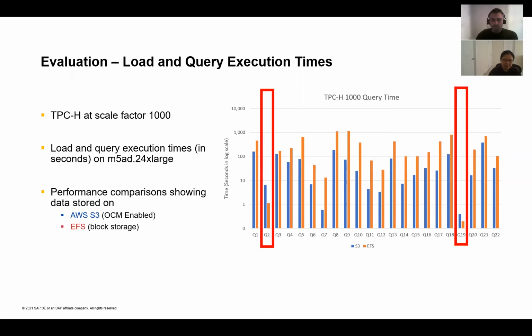There are, however, 2 exceptions, Query 2 and Query 19. We find that they are short-running queries. One takes less than 10 seconds, and the other takes less than 1 second. So in those cases, parallelism and prefetching are not enough to mask the latency of S3.